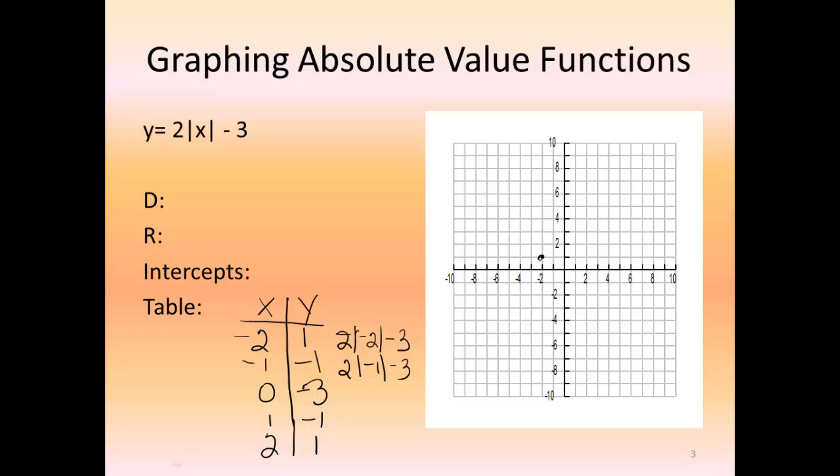So if I plot these ordered pairs, you'll notice a couple of things happen. First of all, the vertex of my graph is no longer at (0, 0). Second of all, these lines don't have slopes of 1 and -1 anymore. So we'll have to talk about what happened there. Domain, all real numbers. Range, well, it doesn't start at (0, 0). In fact, the y-coordinate it starts at is -3. So I'm going to say it's -3 to infinity.